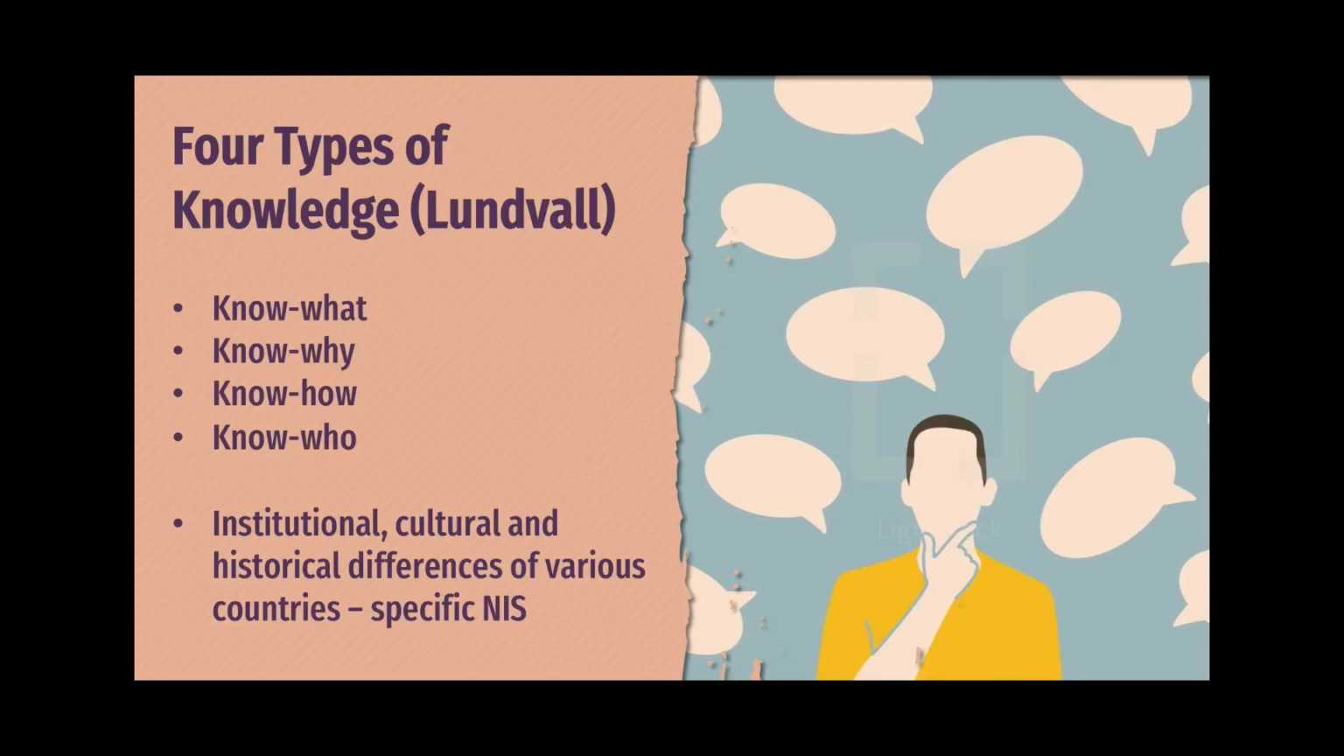Okay, so according to Lundvall, there are 4 types of knowledge that are found in a knowledge economy. We have the know-what and the know-why. Basically, it is the knowledge of facts and the principles to explain why these facts happen. The know-how refers to the practical knowledge and the skill to perform a specific task. And the know-who refers to the knowledge and social skills about people to build interpersonal relationships. And this knowledge is important to be built, no, in an innovation system.